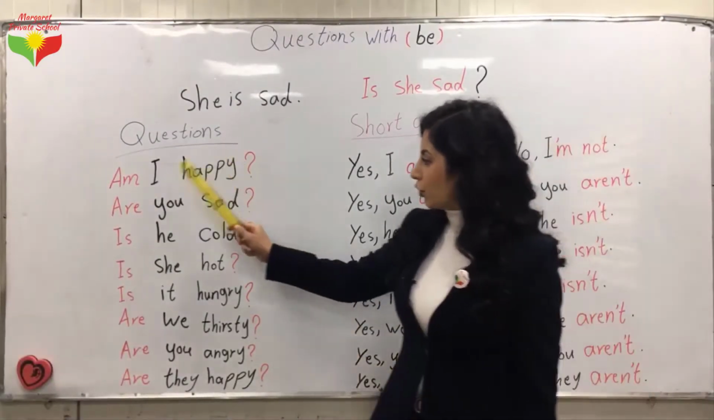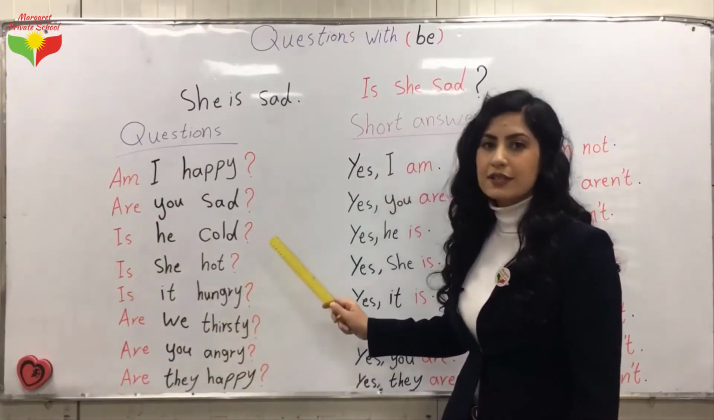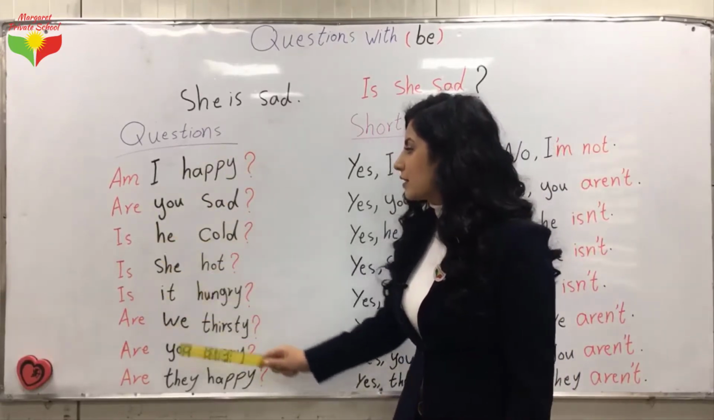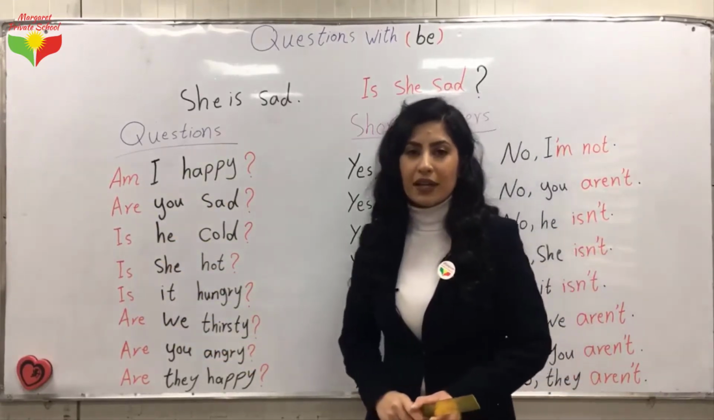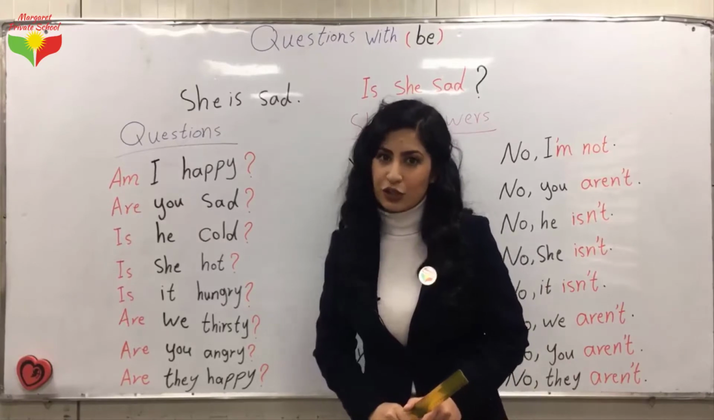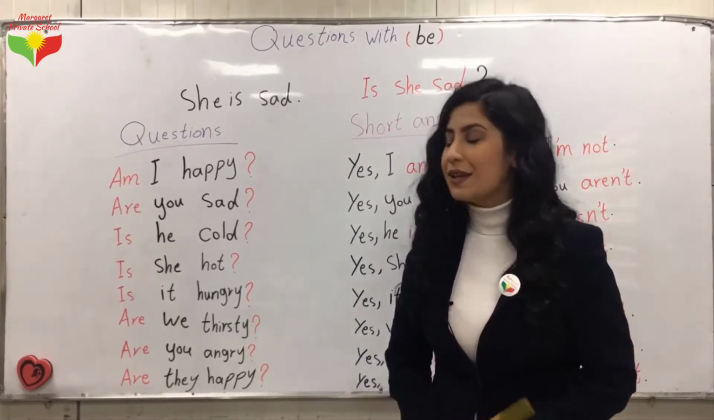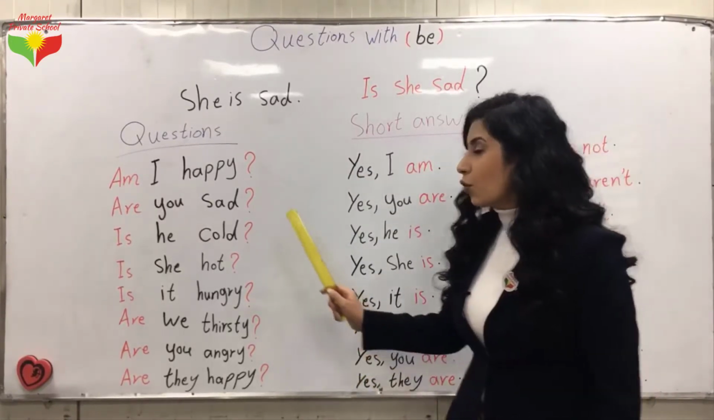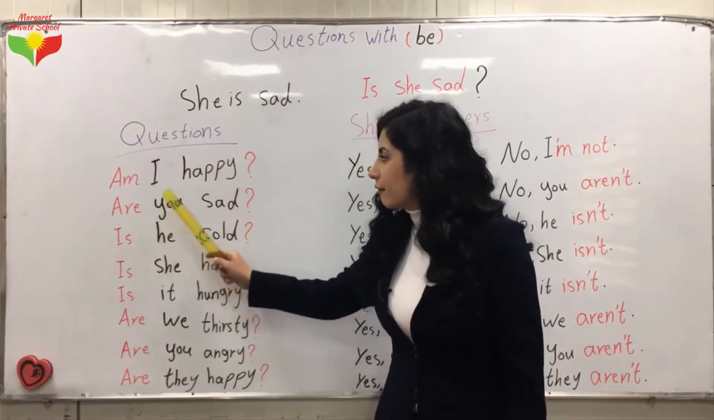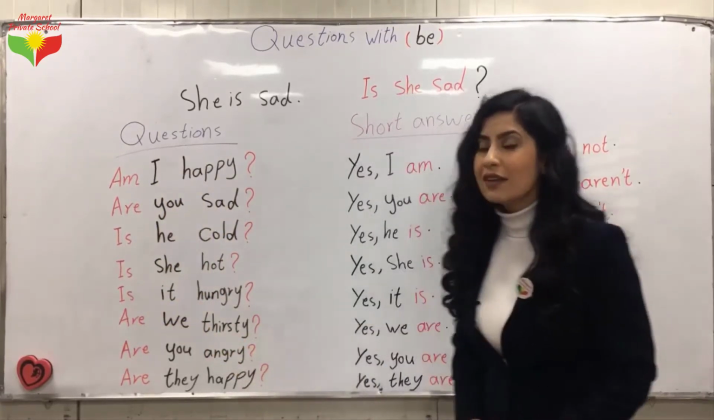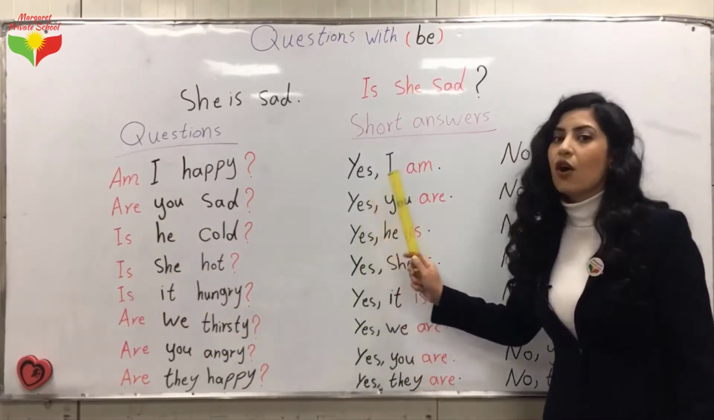These are called yes/no questions. Why? Because when we ask a question by using the verb be, we have to answer with yes or no.